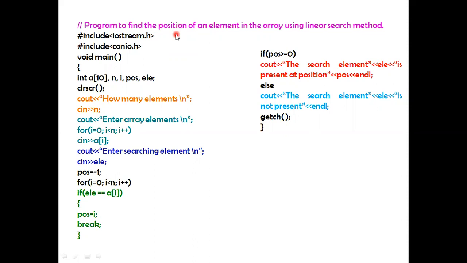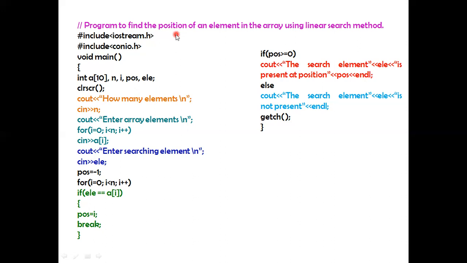First of all, what do you mean by the term searching? Searching means finding the location of an element in an array. If the element is present in an array, we'll note down its position and display the element. Suppose the element is not present in the array, then we will display an appropriate message saying that the search element is not found in the list.